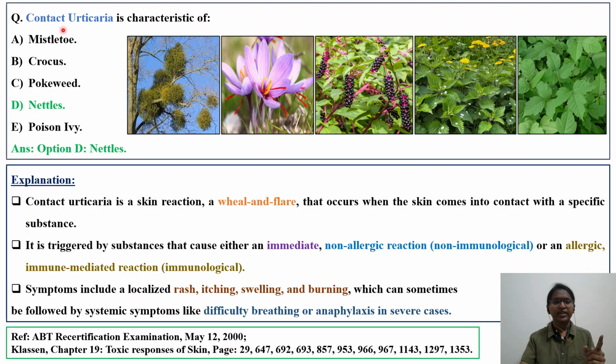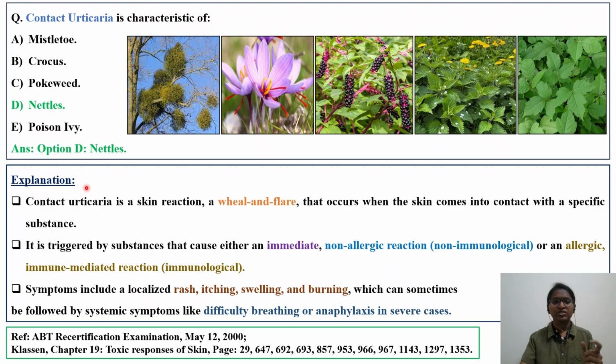The question is: contact urticaria is characteristic of option A, mistletoe. Option B is crocus sativa. Option C is pokeweed. Option D is needle, and option E is poison ivy. Okay, these are the five options. The right answer will be in green text. That is option D, needles.